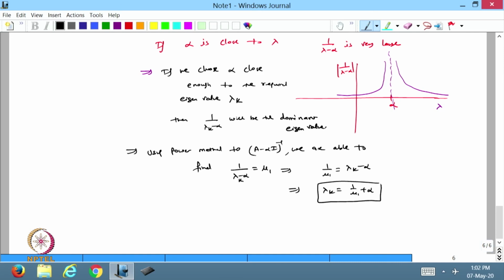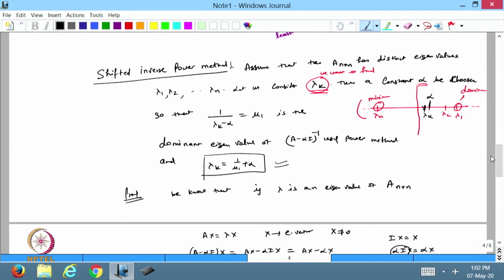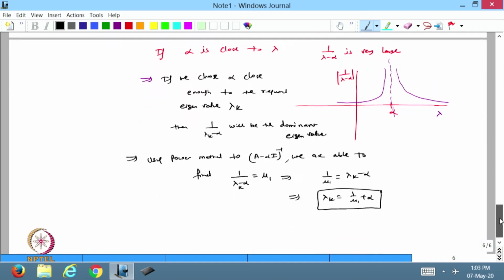So, now I am able to find lambda k, where lambda k is an eigenvalue of the matrix A in between. So, it may be in between any values. In fact, now I can apply this to any value, it may be the least value or the maximum value also, it does not matter. So, I can apply this method to find any eigenvalue. So, this is the way we can define this and find the eigenvalue.